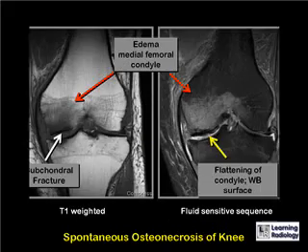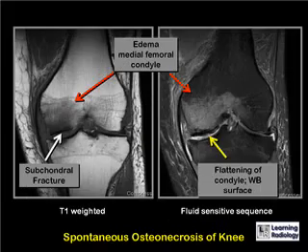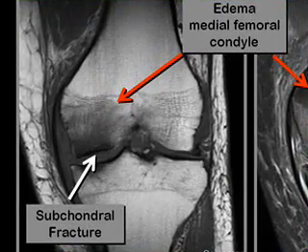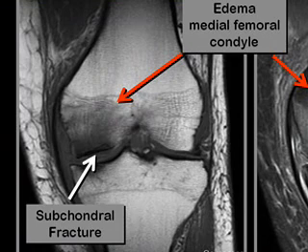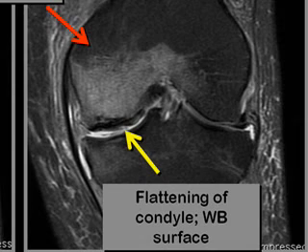MRI shows bone edema on the T1 weighted image with low signal intensity in the medial femoral condyle and the subchondral fracture. On the T2 weighted image, there is flattening of the medial femoral condyle on its weight-bearing surface and associated edema of the medial femoral condyle.